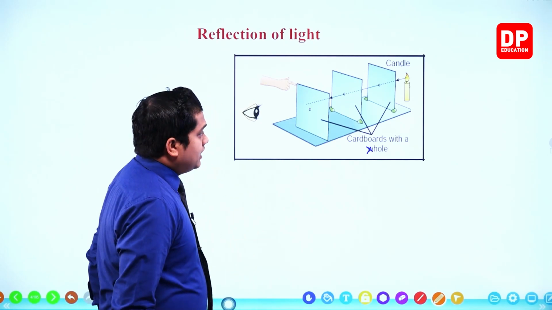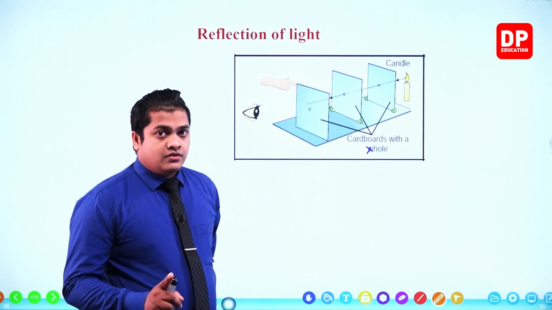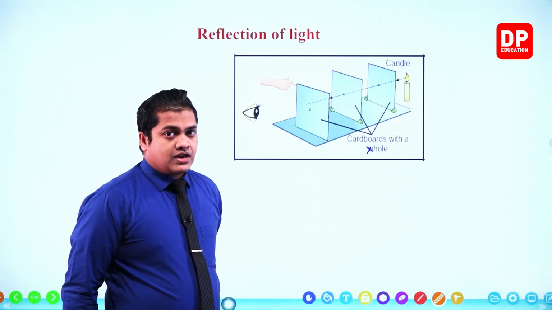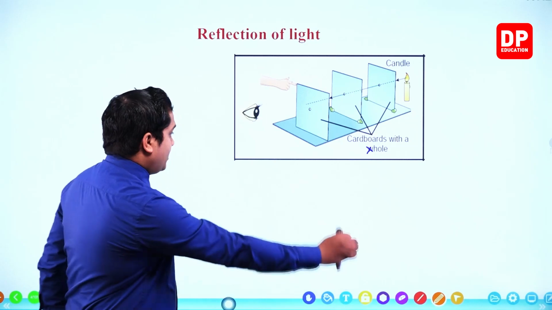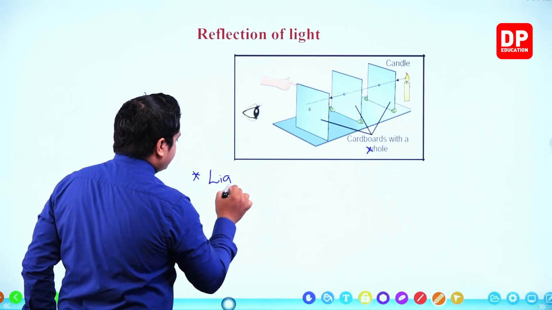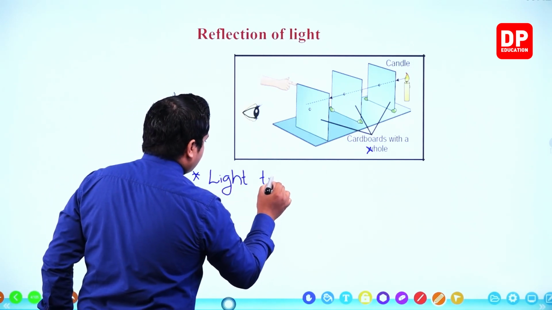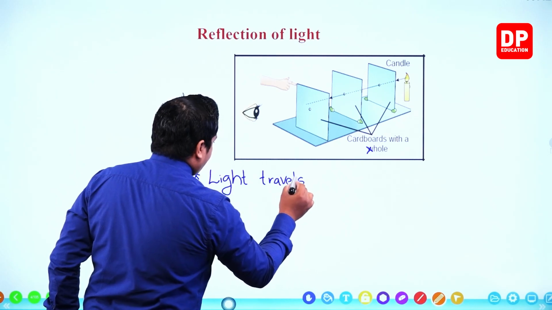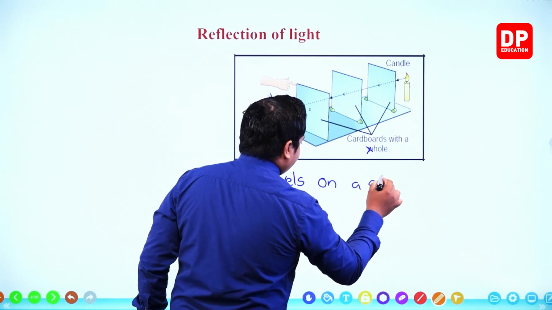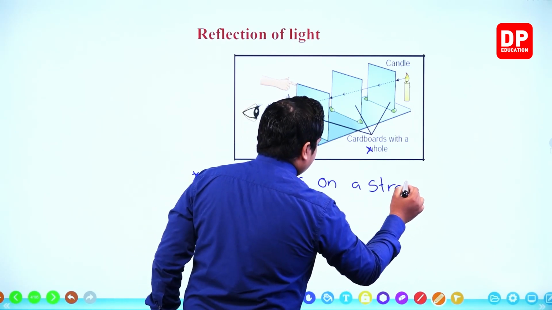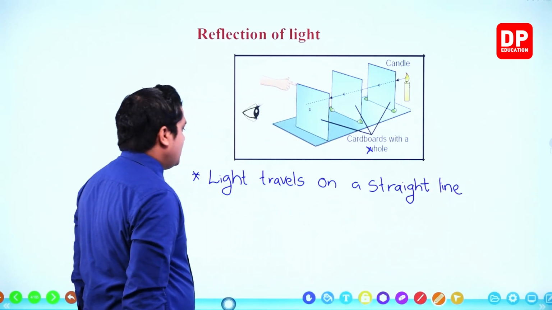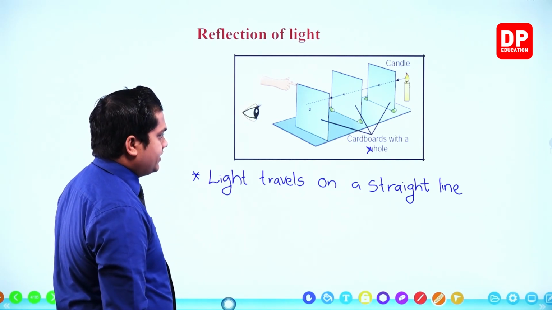So this is the second activity then. Here, straightforwardly, we can say that light is going to travel on a straight line without any trouble. So here our conclusion would be: light travels on a straight line. Okay, light travels on a straight line.